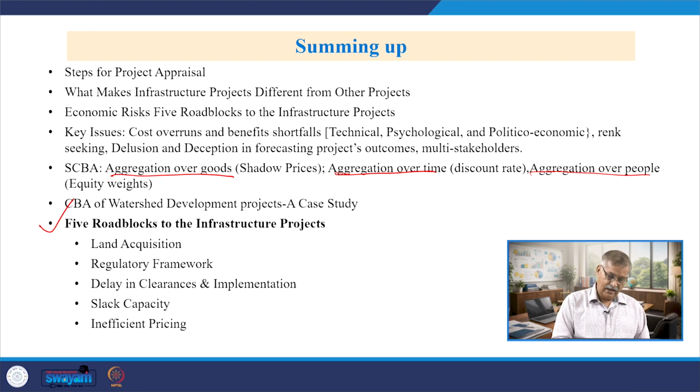But inefficient pricing, how the pricing or tolls, especially in case of roads, are fixed, all these are important issues, especially when large infrastructure projects are set up under public private partnership. So these are some of the important issues you can think of.